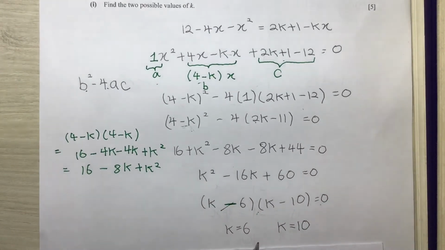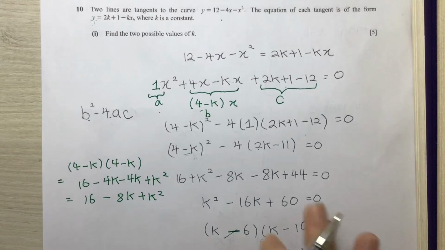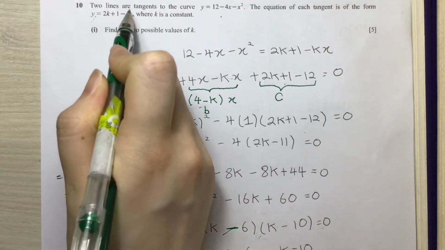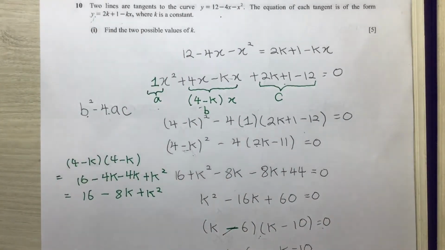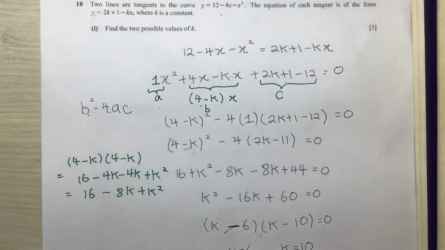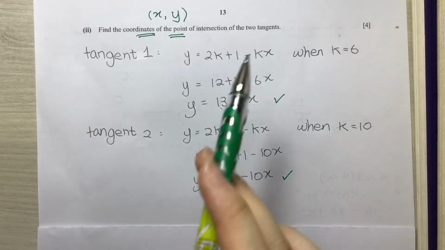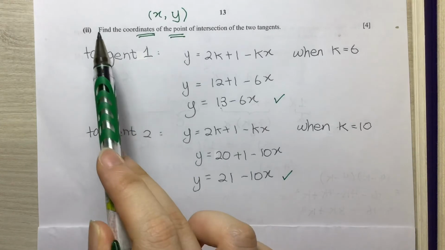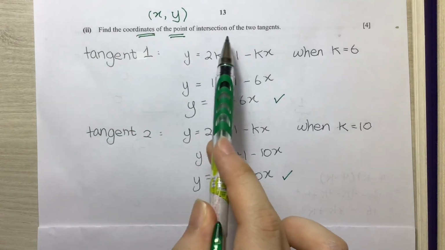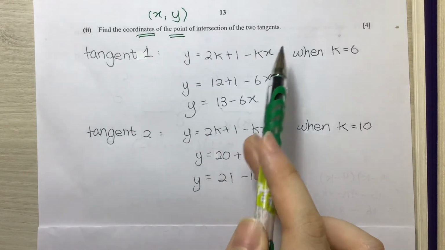When you substitute these two different k values into this general equation over here, you will get two different equations for two different tangents. So this is the second part of the question. Find the coordinates of the point of intersection for the two tangents.